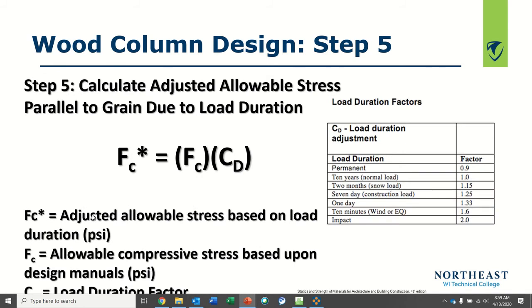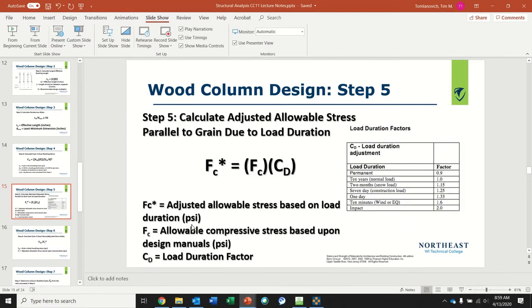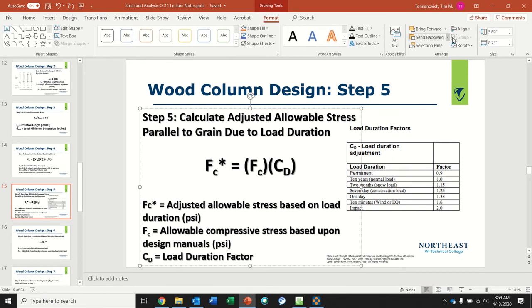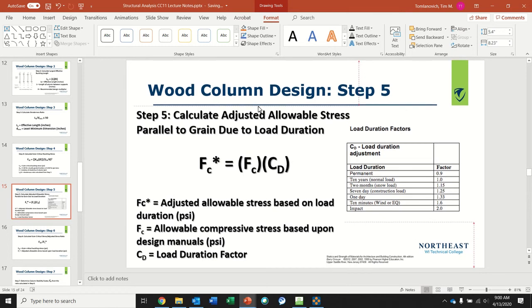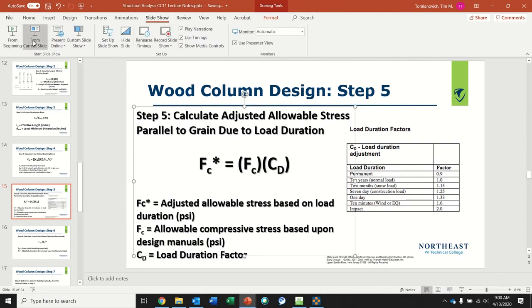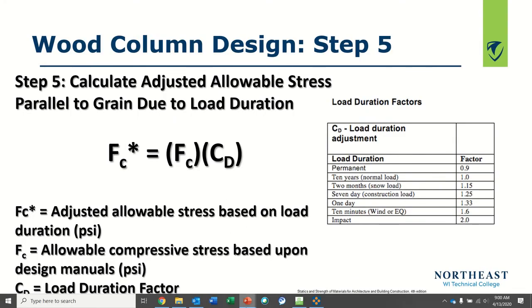Step 5 is calculate the adjusted allowable stress parallel to grain due to load duration. All right, let's talk about this. It's hard to see, so I'm just going to squeeze that down a little bit so we can actually see it. Slideshow. All right, so load duration. Basically, let's talk about this.